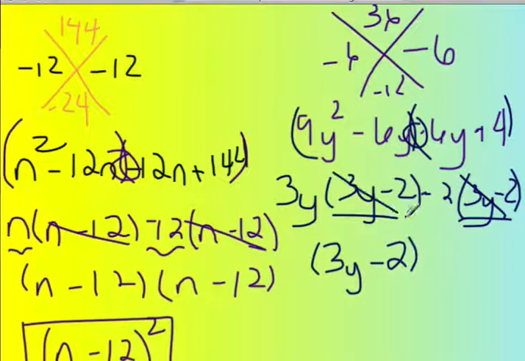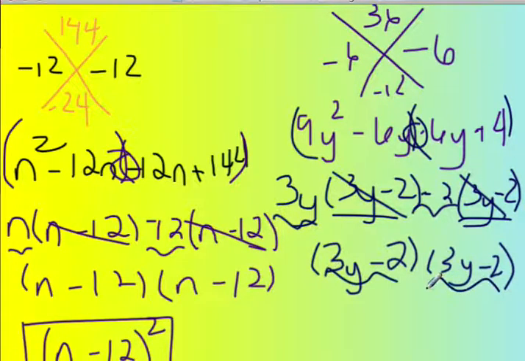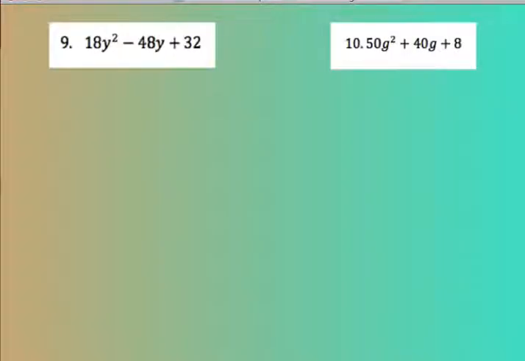And then once I get rid of those, I'm going to write what's left after that in the second parenthesis, which again is 3y minus 2. So I notice I have the same factor written twice, so I can write it as one parenthesis squared for number 8. Next, let's take a look at number 9.